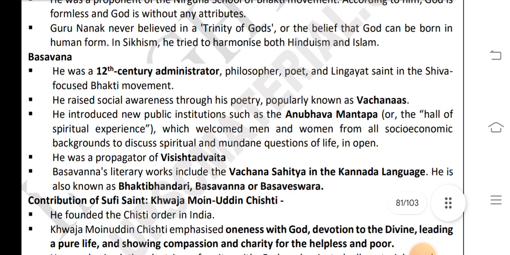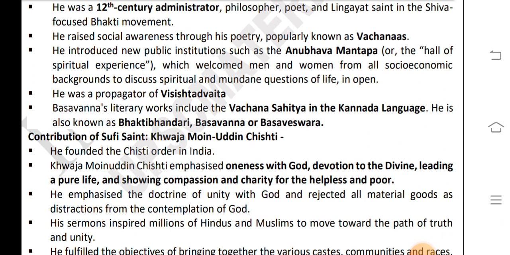And Vaishvana, he was a 12th century administrator, philosopher and poet, and a Lingayat saint in the Shiva-focused Bhakti movement. He raised social awareness through his poetry, popularly known now as the Vachanas.